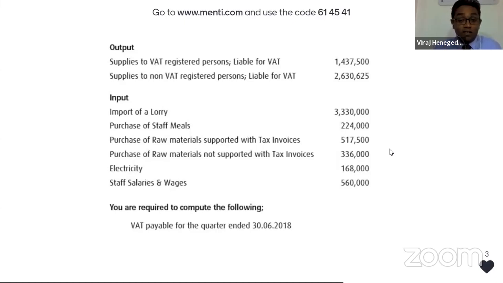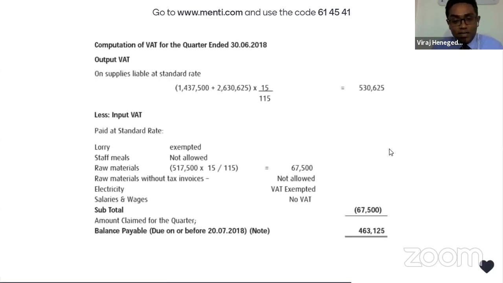Another category is the non-VAT registered person, and at the same time you have imports of lorry, purchase of staff meals, purchase of raw material, purchase of raw material not supported with tax invoices, electricity, staff salaries and wages. Now we'll see how we have calculated this. As I told you, on supplies liable at the standard rate, I have added both supplies and divided by 115 because it's an inclusive value. Multiply by 15, I got 530,625, paid at the standard rate.